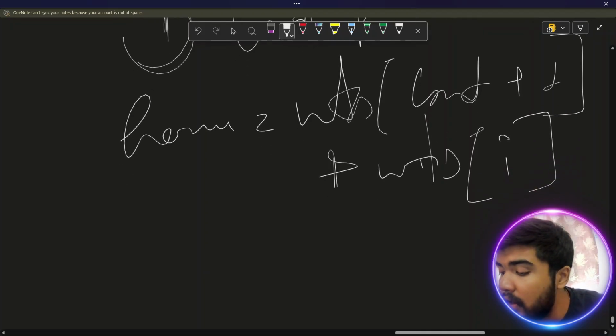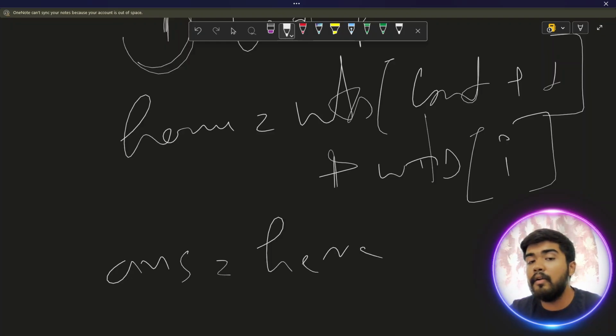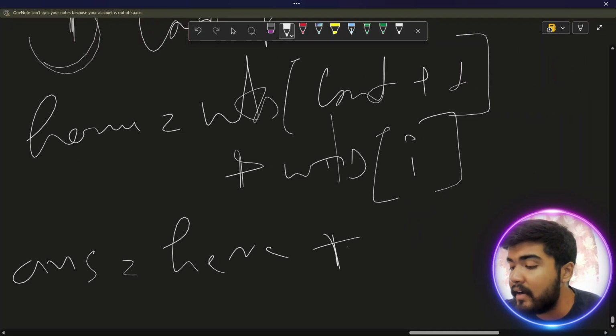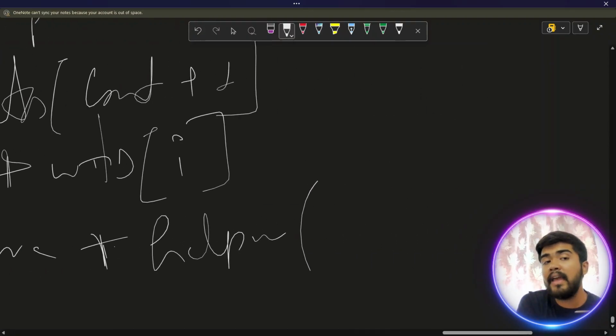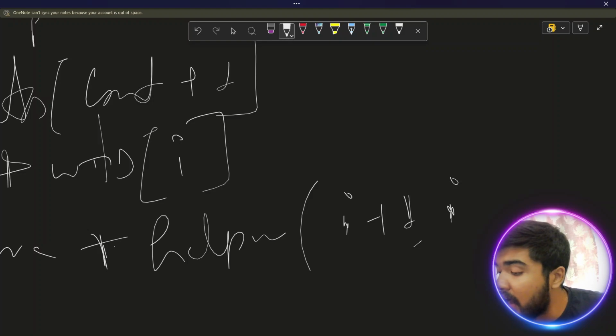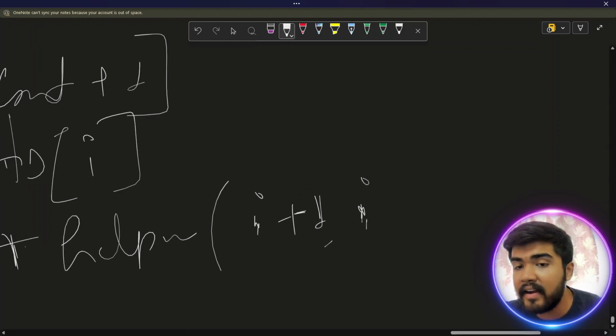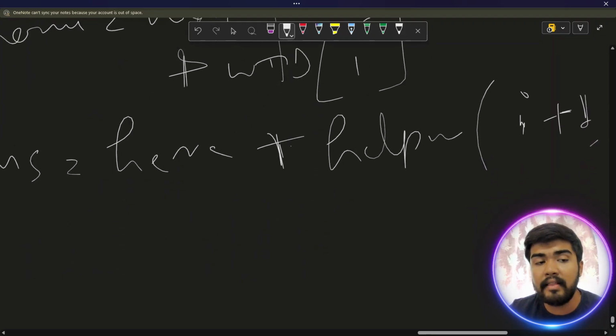I can store this to my answer. If I am doing a partition here, this is going to be added to my answer, and I am calling my helper with I plus 1, and my last partition index is going to be the current I, because I made a partition here, and my k factor is going to be decreased to k minus 1.